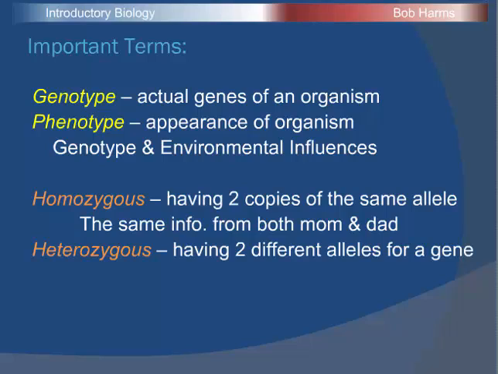If you're heterozygous, you have 2 different alleles for a gene, which means mom and dad passed on different versions of the alleles or different chunks of information that make up your genotype. And so your genotype can be homozygous or heterozygous. That genotype then combined with the environment will determine your phenotype.